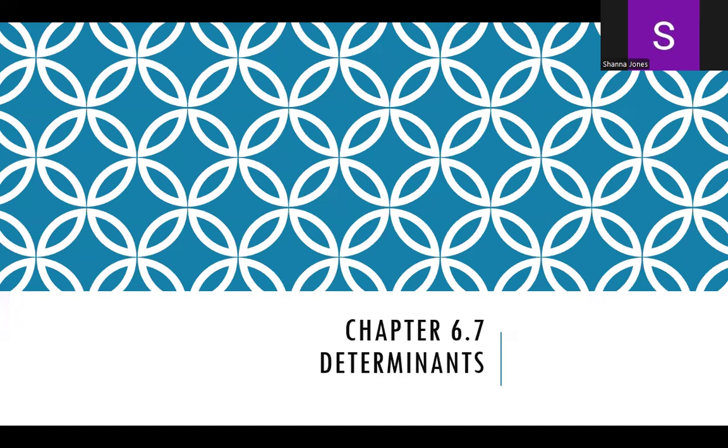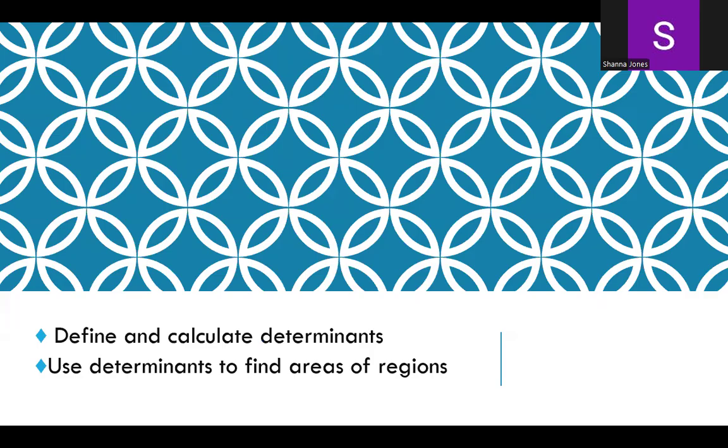All right, 6.7 determinants. We're going to define and calculate determinants and then use determinants to find areas of regions. So we're really not going to find determinants to find areas of regions. What we're going to do is solve systems. So we're going to talk about using determinants to solve systems, which in turn will be about finding areas of regions because linear systems come into play when you're doing things like that.